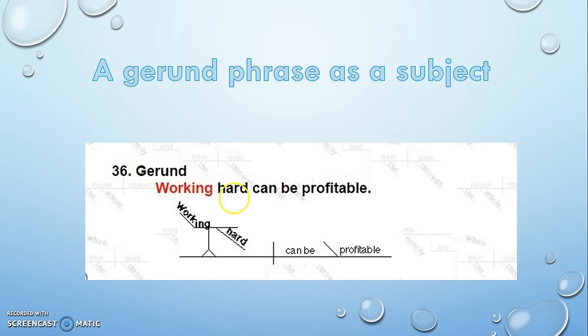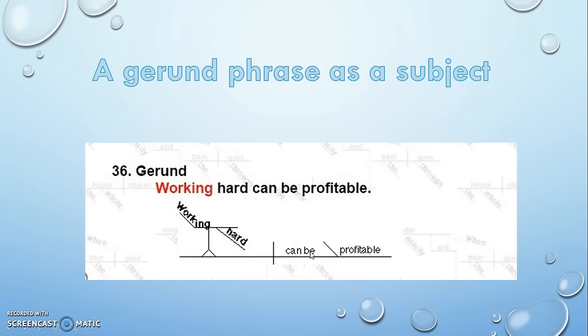This, then, is how you would diagram it. Working hard is your gerund phrase. It is functioning as the noun in this sentence. It is a phrase that's made up of a gerund and an adverb that describes, or an adjective that describes a gerund. So we've got working, and then hard modifies it.